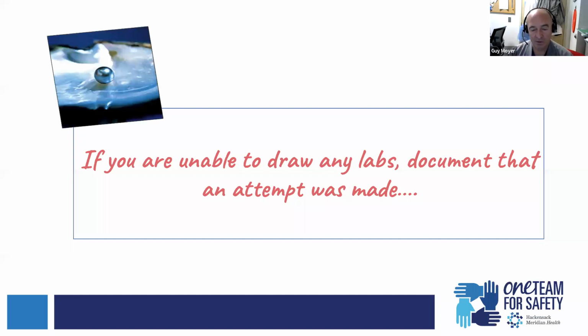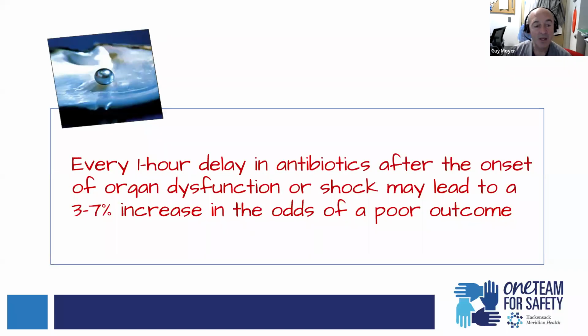If you are unable to draw any labs, you need to document that in the medical record that an attempt was made, so that when they're abstracting the charts for data and sepsis compliance, that it's clearly stated that you were unable to draw the labs, because sometimes these patients are very clamped down and their pressure is low, they have poor IV access, so you can't really get the labs that you need at the time that it's identified. So every hour delay in antibiotics after the onset of organ dysfunction or shock may lead to a 3 to 7% increase in the odds of a poor outcome. So you want to identify early and you want to start that treatment bundle as soon as you can.